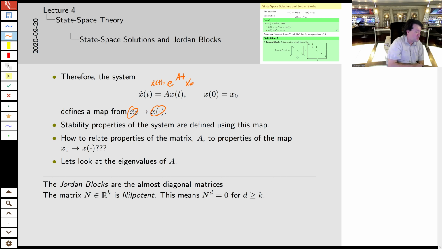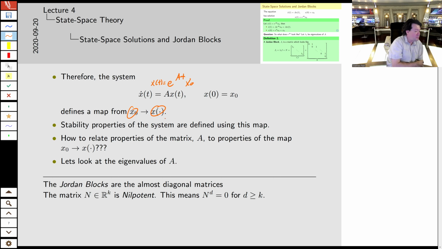So what are the properties of this system? We have the solution. What property are we interested in? We're interested in the property of stability, of course. Particularly, stability is a property of this input-output map, or initial condition to state map in this case, which says that for any value of the initial condition, this will go to 0. This thing eventually decays.